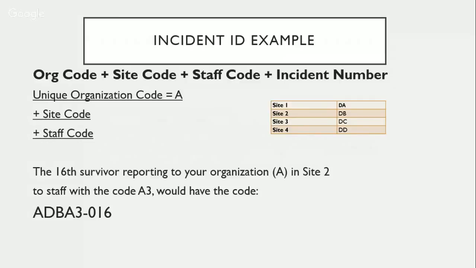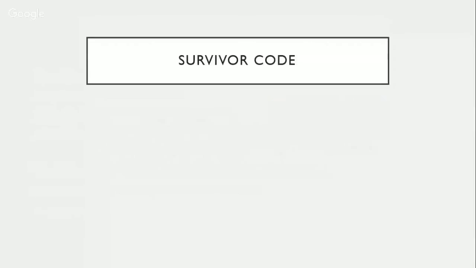If you said their code would be ADB-A3-016, you're right. A is for the organization code. DB, we can see from the table, is for Site 2. The staff code we know is A3, and it's the 16th survivor that this staff person has seen. So the sequential incident number would be 16. This is one example of an incident ID that might vary setting to setting.